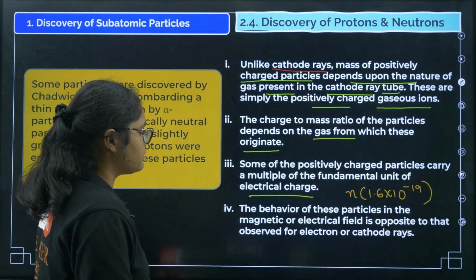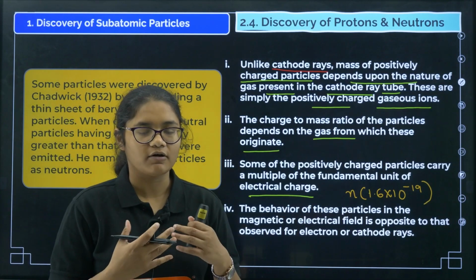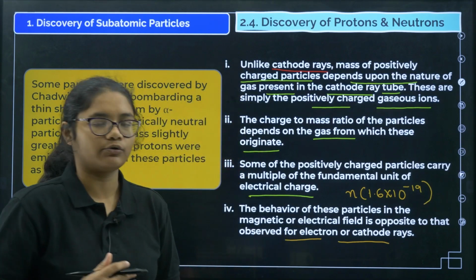Okay. Next, what we can see is that the behavior of these particles in a magnetic or electric field was completely opposite to that of the cathode rays, or the electron rays.